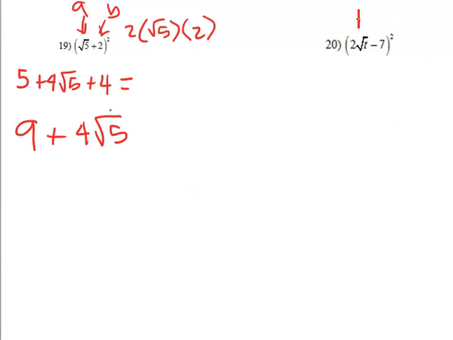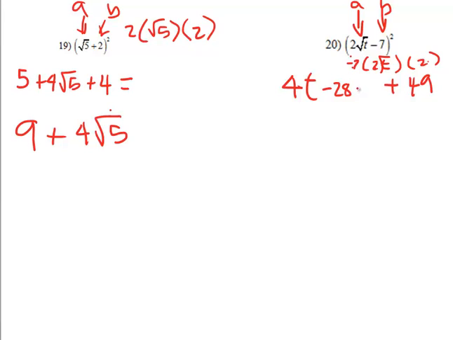Here's another one. Here's my A. Here's my B. That squared would be 4 times t. And then negative 7 squared would be plus 49. And the middle term is negative 7 times 2 square root t times 2. So that would be 4 times negative 7, which is negative 28 root t.